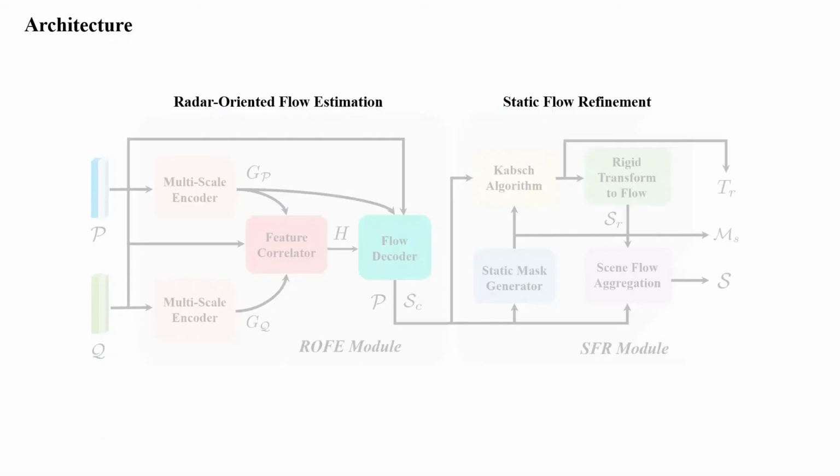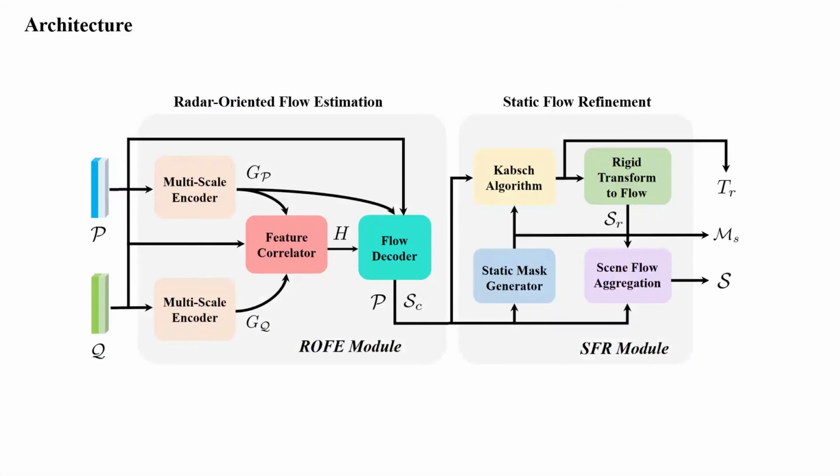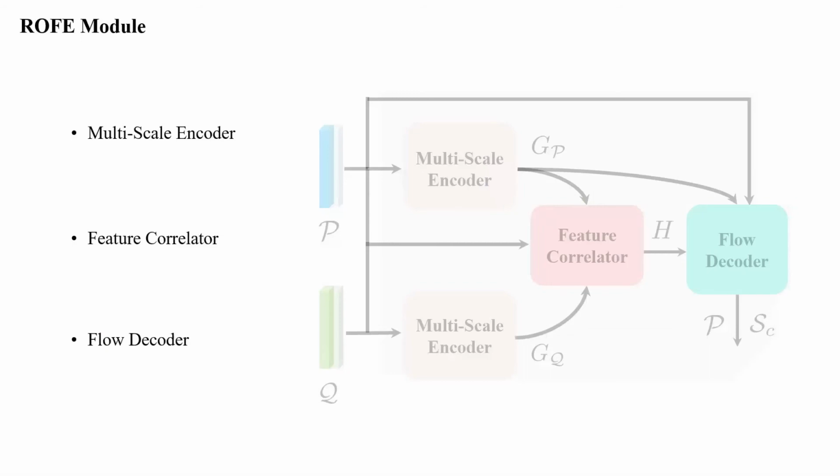The overall architecture of our method is composed of two modules. The ROFE module takes two point clouds as input and outputs a coarse scene flow. And the SFR module refines the flow vectors of all static points with a predicted rigid transformation. The ROFE module consists of three components.